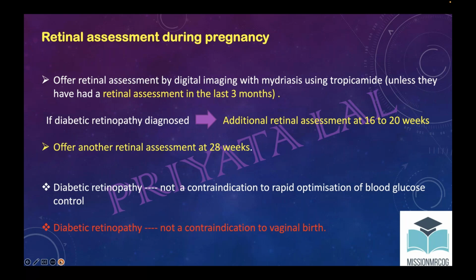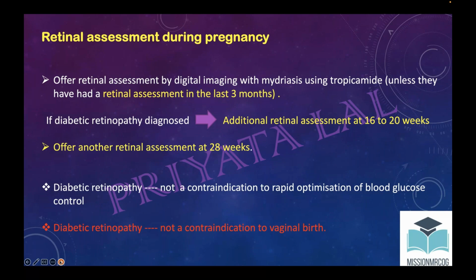Apart from this, if diabetic retinopathy is there in the pregnancy, rapid optimization of blood glucose control can be done. We were not doing this in pre-pregnancy because time is not an issue, but in pregnancy we have to act fast. Apart from this, diabetic retinopathy is not a contraindication for vaginal birth. There has been a part 3 station where the patient has diabetic retinopathy and they were asking about the mode of delivery. So please understand that if diabetic retinopathy is there, there is no problem. The patient can go ahead with vaginal birth also.